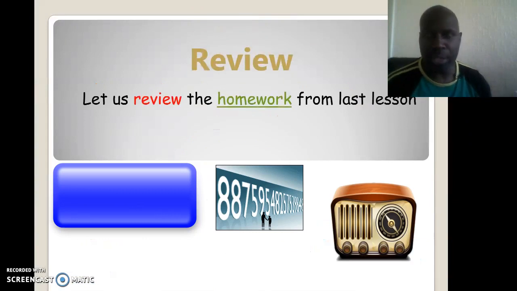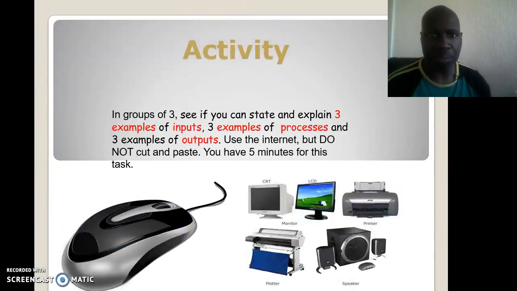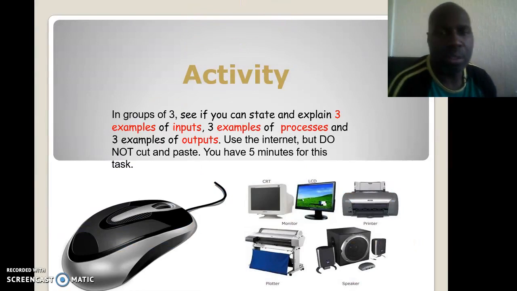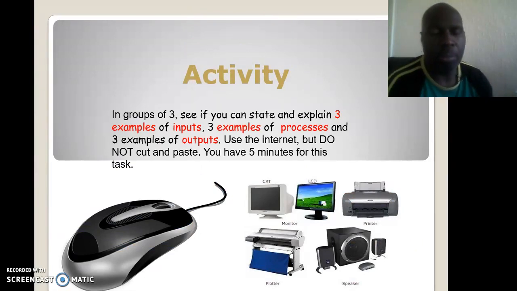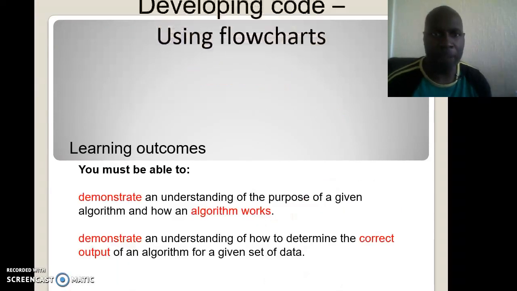So we've reviewed the homework task from the previous lesson. So in groups of 3 or 2 or 1, depending on how many people are looking at the screencast, can you state and explain 3 examples of inputs, 3 examples of processes, and 3 examples of outputs? You have about 5 minutes, so take your time, pause the video, and see if you can come up with an answer to that activity.